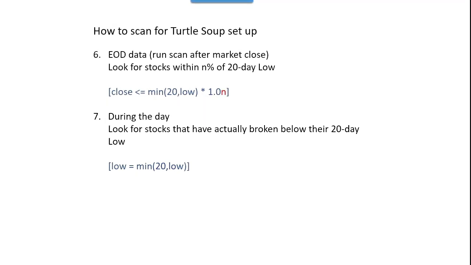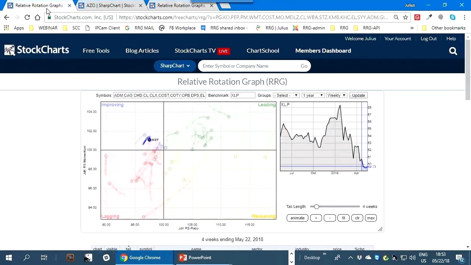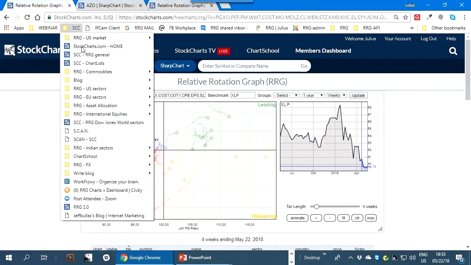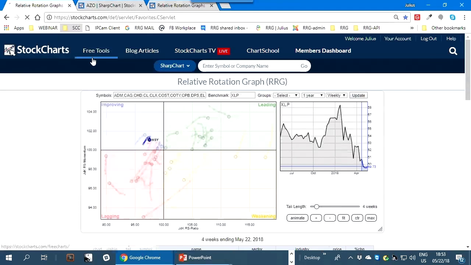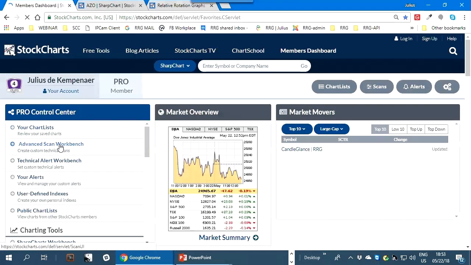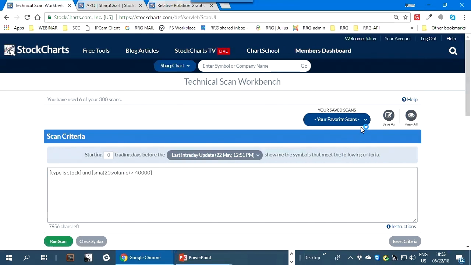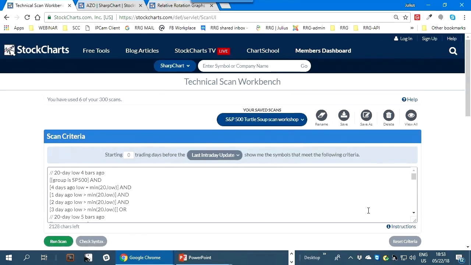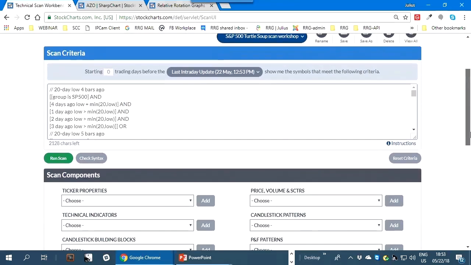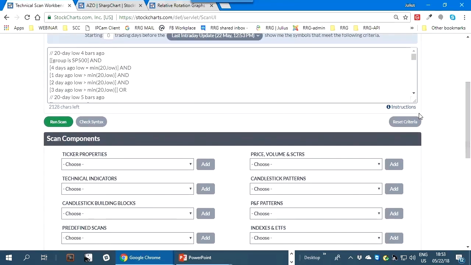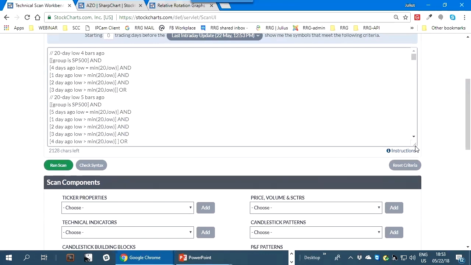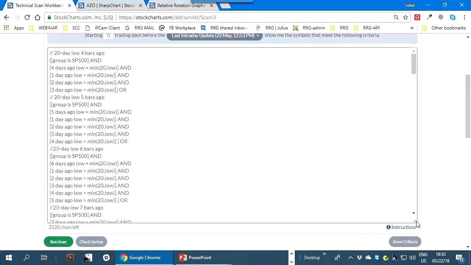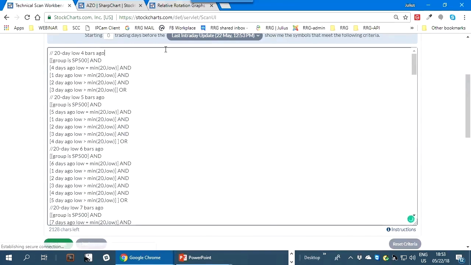Now, let me quickly, because again, we're running out of time, my God. We're going to look at the scan engine, Scan Workbench, and I have created this one here. Let's bring it to you. It's quite a long one. I'll post it in a blog, or we'll make sure that you can get it somewhere. Here is what we're doing.